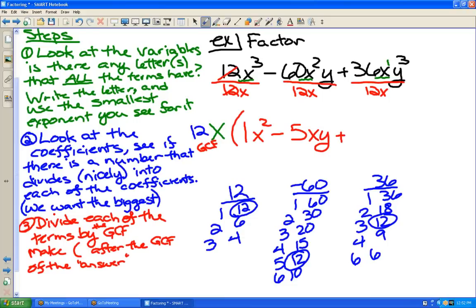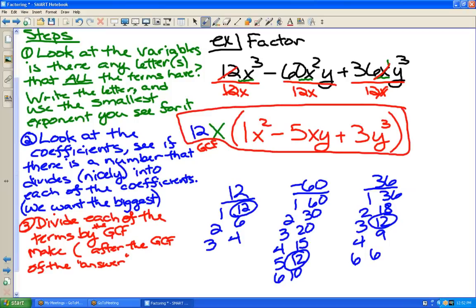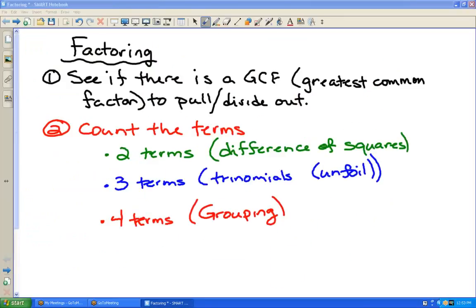36 divided by 12 is 3. The x's in this case cancel out. I just have y to the difference. So that is GCF. Lots and lots of fun. So 3 steps. Final answer is right here. Okay, so GCF, very important to start with.